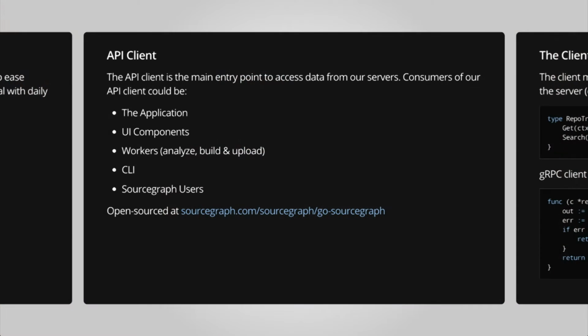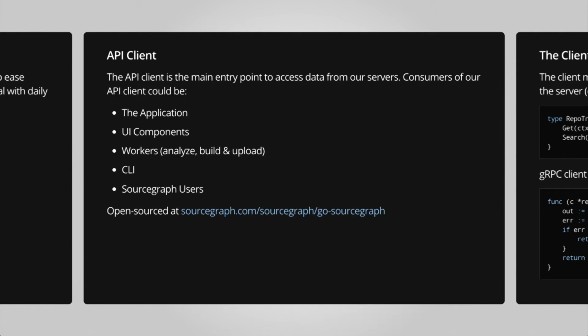So most of our architecture revolves around the API client. Everything that uses any data that we have stored in Sourcegraph or queries our data stores uses our API. Some API consumers could be our application, which is our website, sourcegraph.com. Some React.js UI components can access our API directly.